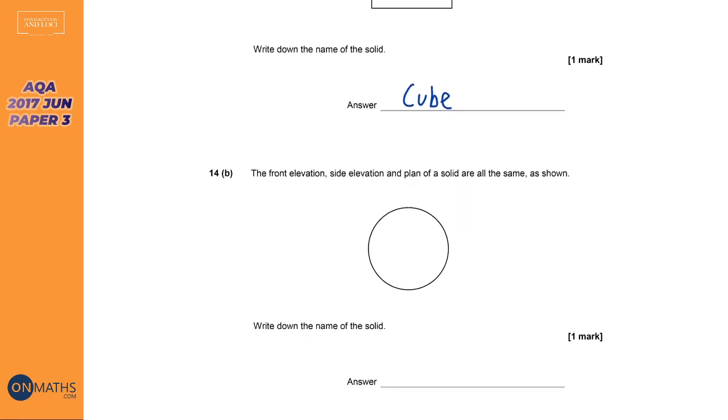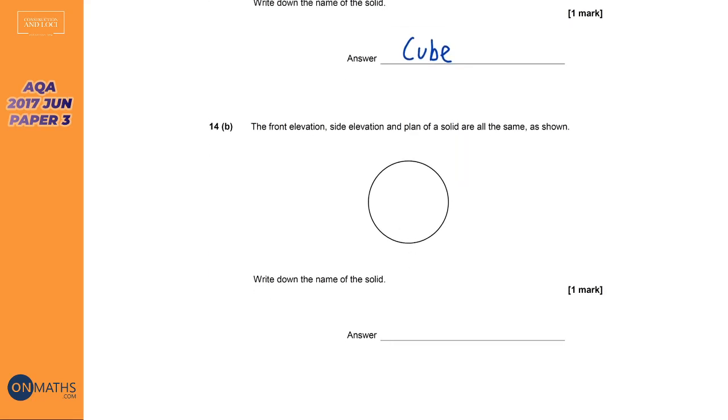Right, next one. Same deal, but this time it's a circle. And there's no edges, there's no points or vertices on it at all. And the only shape I know that looks like a circle anywhere you look at it is a sphere.